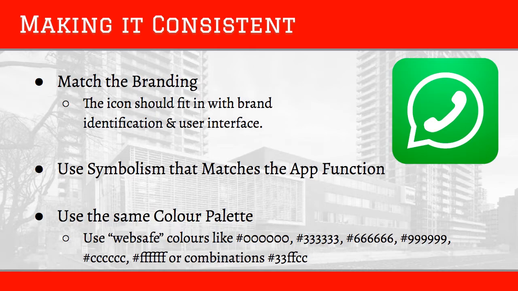It should match your branding. If you're supposed to be calm and relaxed, maybe you look at blues and purples and greens and clear colors. If you want to be energetic and be about a healthy lifestyle, maybe you go for a green. Think of symbolism that matches the app function. So the WhatsApp has the telephone within the thought bubble. It's clear this is about messaging.